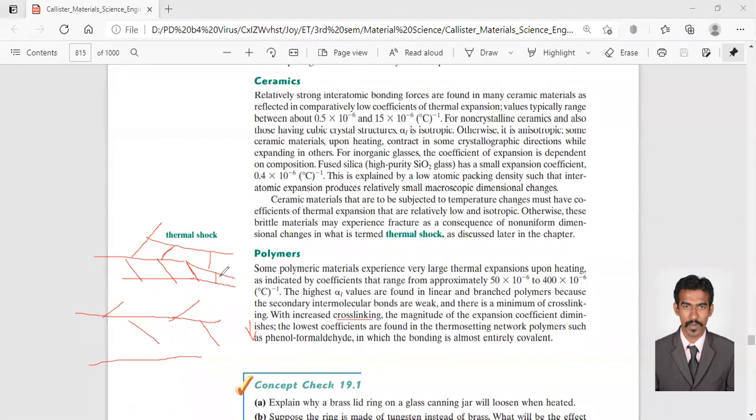Lowest coefficients are found in the thermosetting network polymers such as phenol formaldehyde, in which the bonding is almost entirely covalent. So in phenol formaldehyde, there's a phenol, right? Which means an aromatic chain is there, right? So here the thermal expansion value is so low, he's saying.